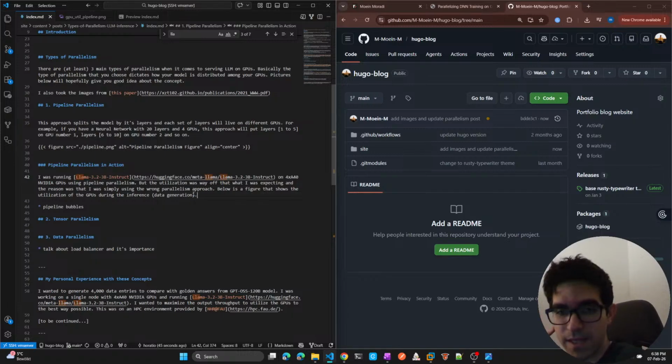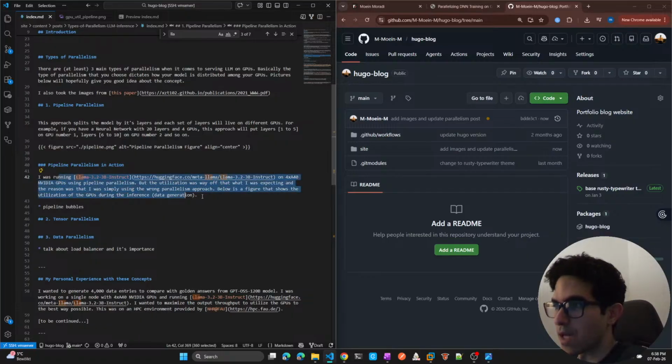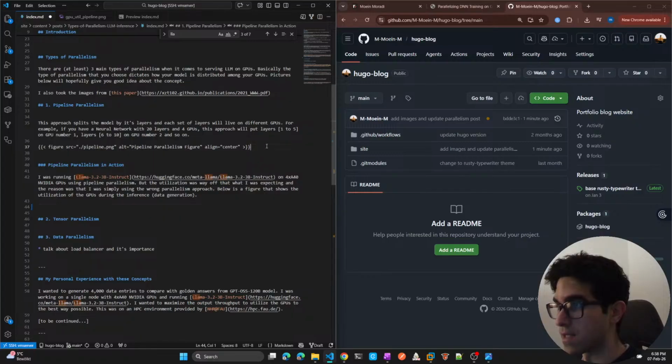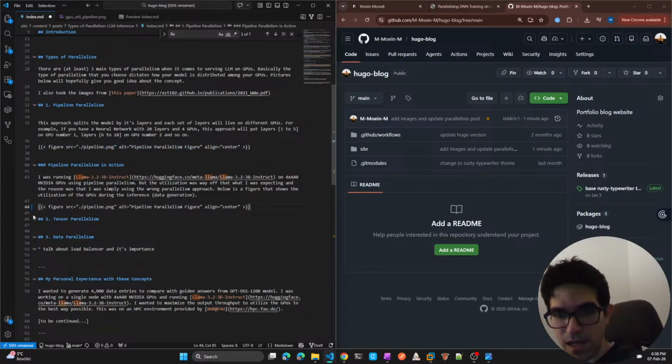Okay, where were we? Also for the, so this is the whole idea, the pipeline parallelism that I used, and now I also add the image. I'm also learning all these things.